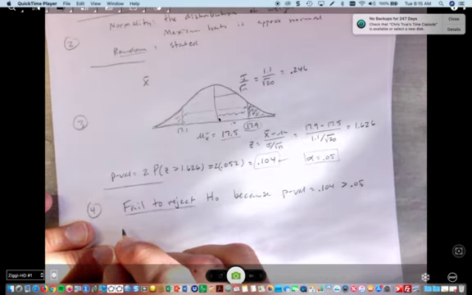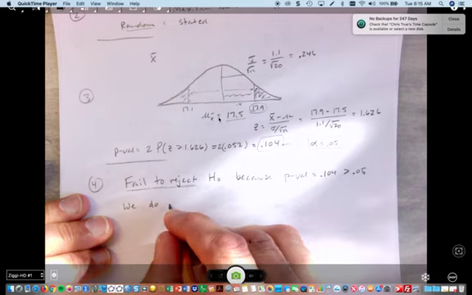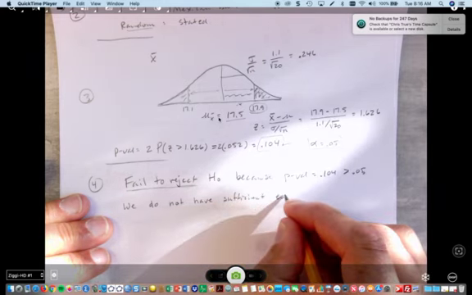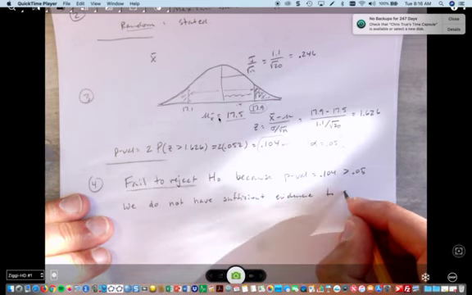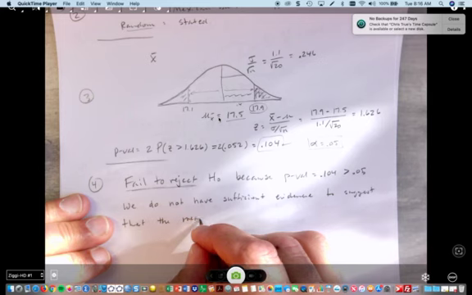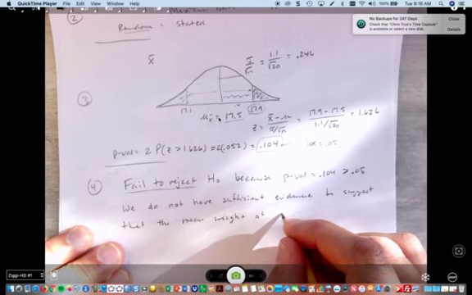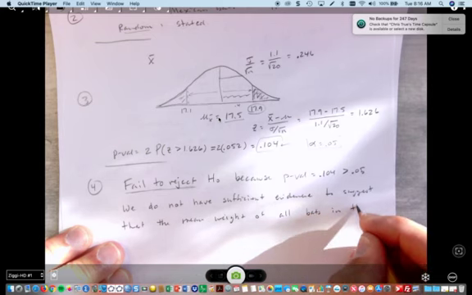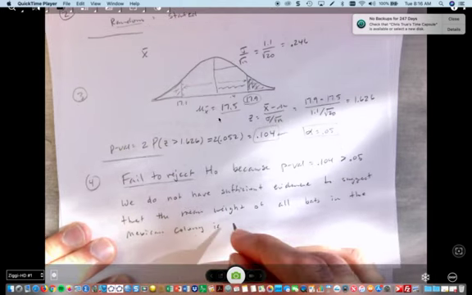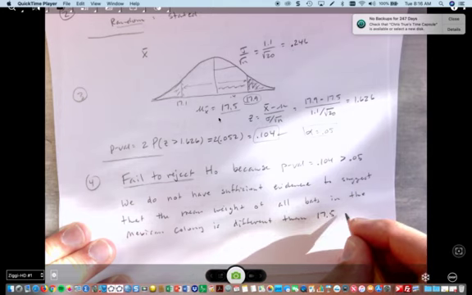So my conclusion is going to sound a lot like the conclusion that I had for the water filling, and that is, in this case, we do not have sufficient evidence to suggest that the mean weight of all bats in the Mexican colony is different than 17.5 grams.